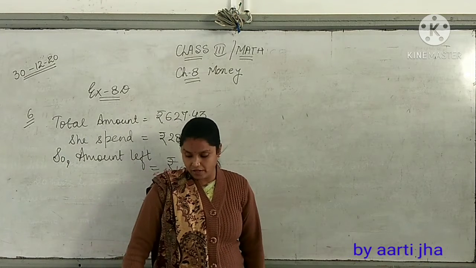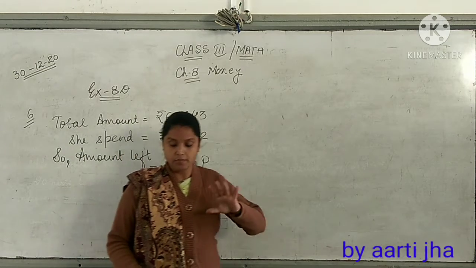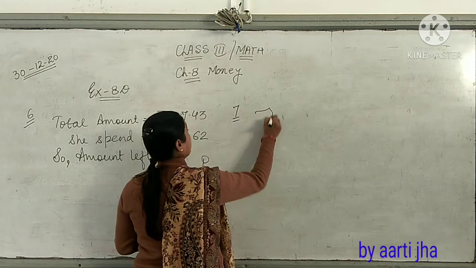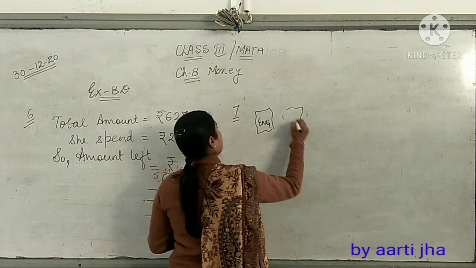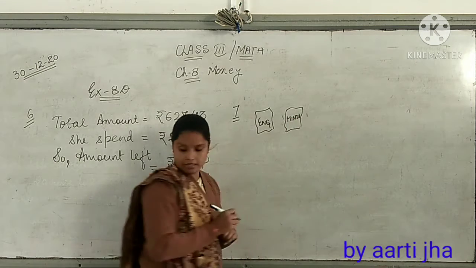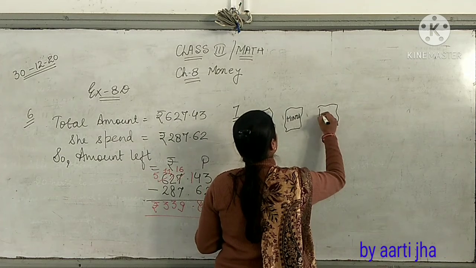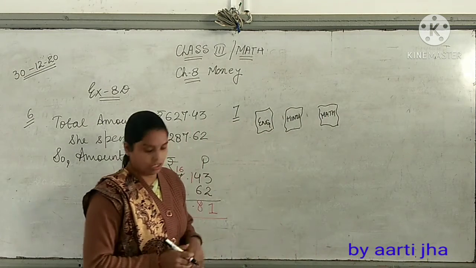Same, question number 7 says that Rina purchased books. She has purchased 3 books. I will be explaining the situation, children. Let us have this as the English book, then this as the Hindi book, then she purchased a math book. Now 3 books she has purchased.